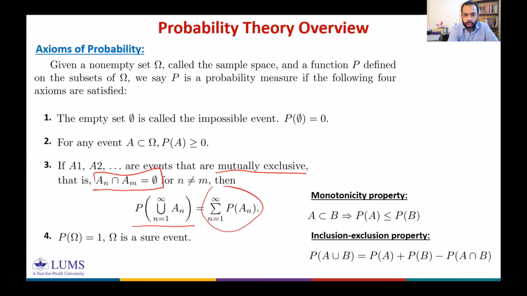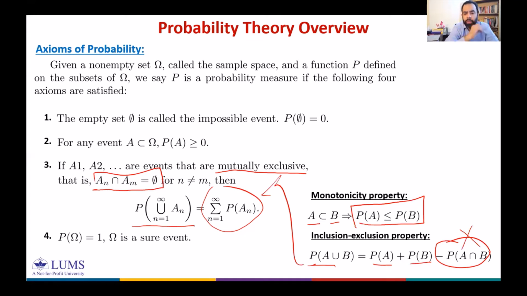We also note the monotonicity property of probability. If we have an event A which is a subset of event B, the probability of A would be less than or equal to the probability of B. This is very obvious, right? And finally, the inclusion-exclusion property. The probability of A union B is equal to the probability of A plus the probability of B minus the probability of A intersection B. If A and B are mutually exclusive, obviously this term is dropped, and we have the third axiom of probability.